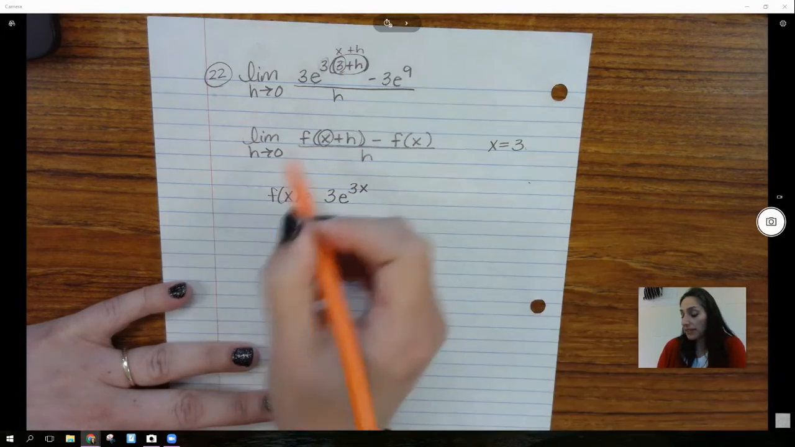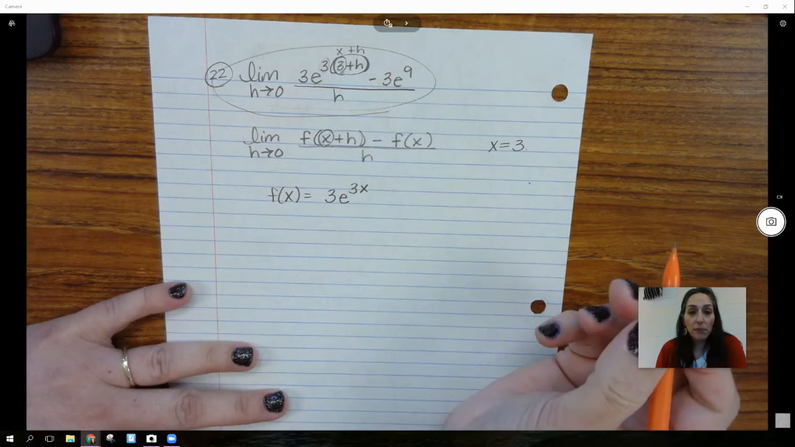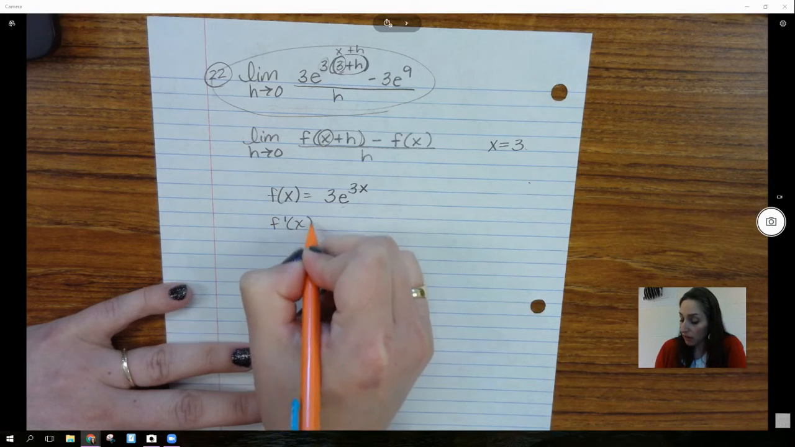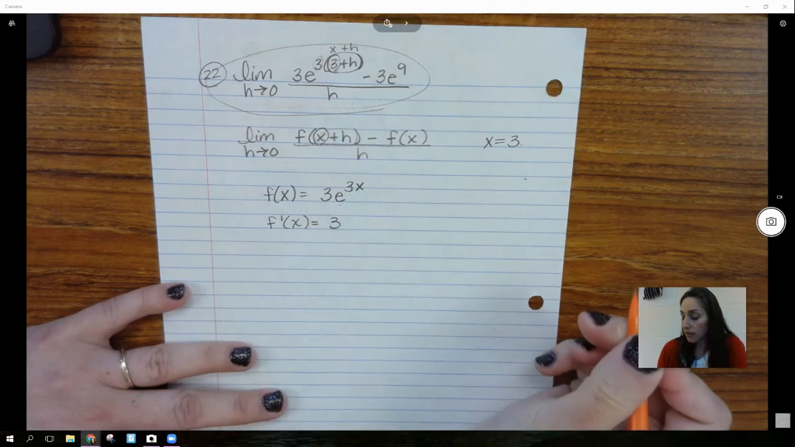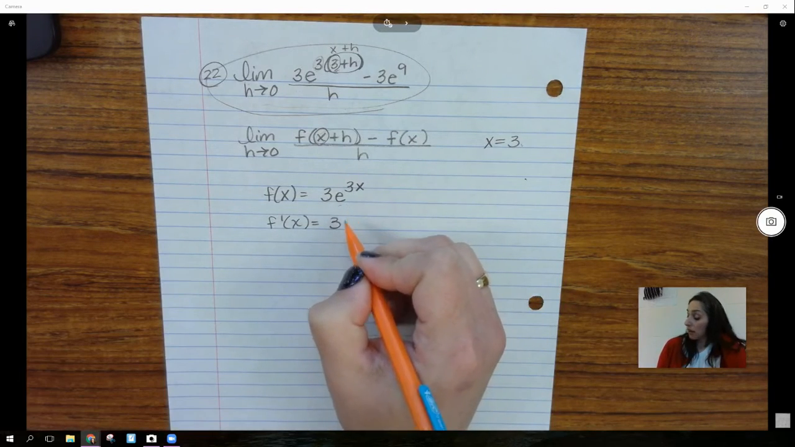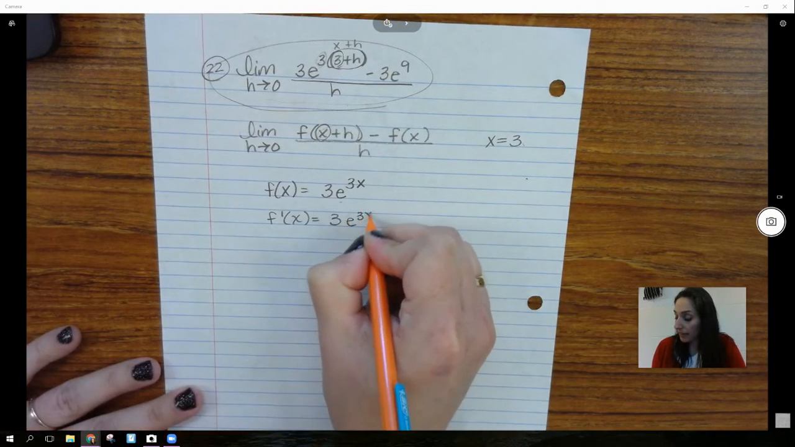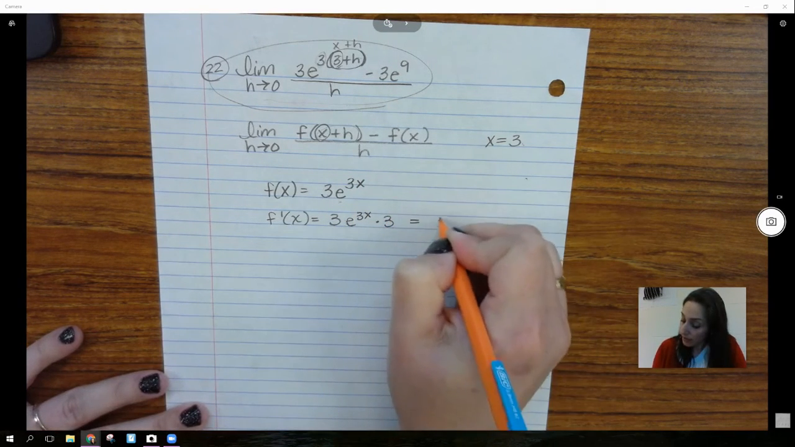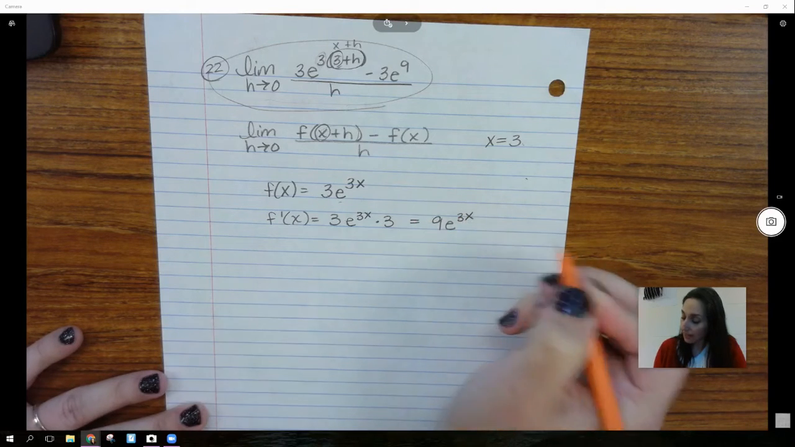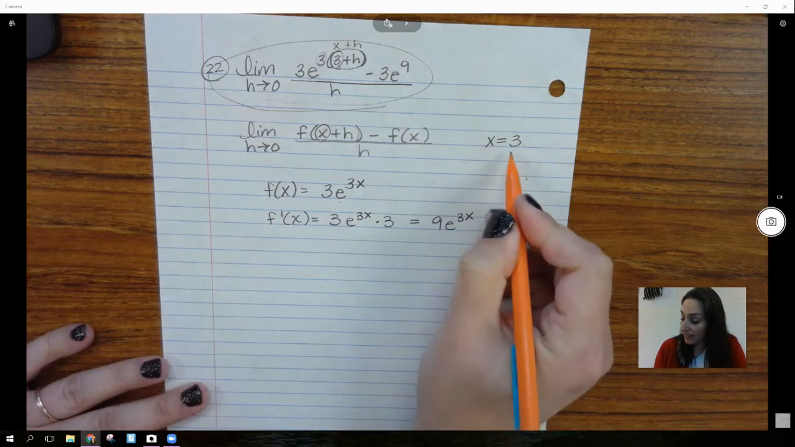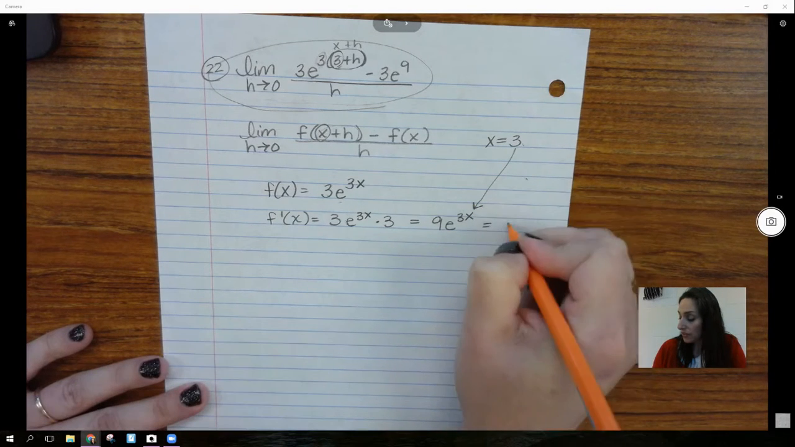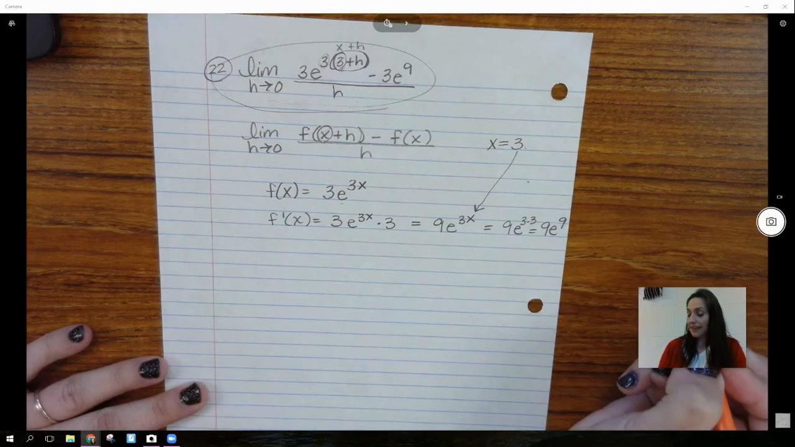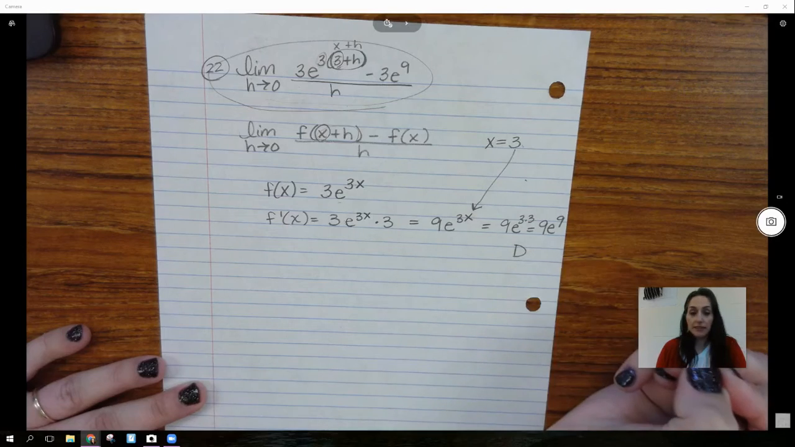Okay? Now, this is telling you in an old-fashioned limit to take the derivative of this. So we know how to take the derivative of that. We know that 3 is a constant. So this is e to the 3x times the derivative of 3x, which is 3. So your answer is 9e to the 3x. And we are evaluating this at x equals 3. So this is 9e to the 3 times 3, or 9e to the 9th, which is choice D.